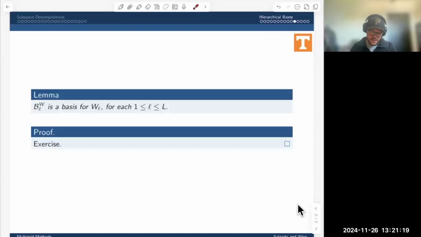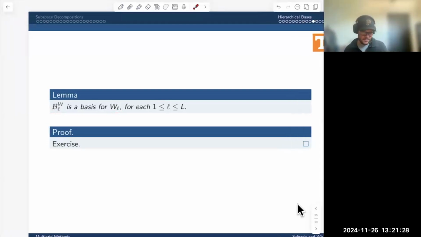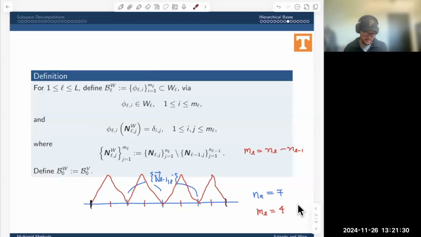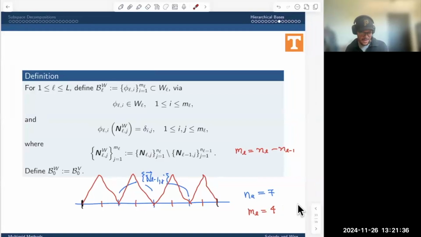Now, it's not hard to show that this BLW is a bona fide basis for WL. We called it the basis. Let's see, right? When we defined this thing. Actually, we didn't call it a basis. We just defined it. So it doesn't really have a name.